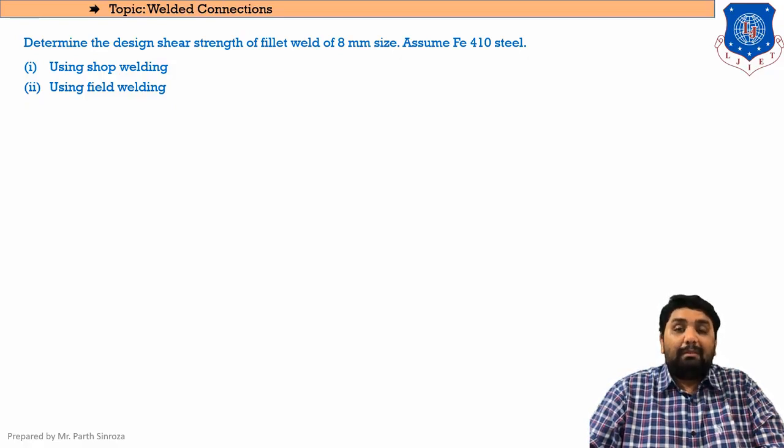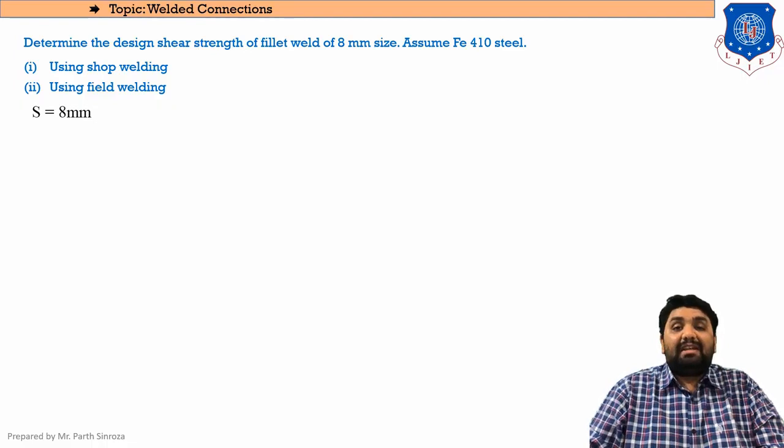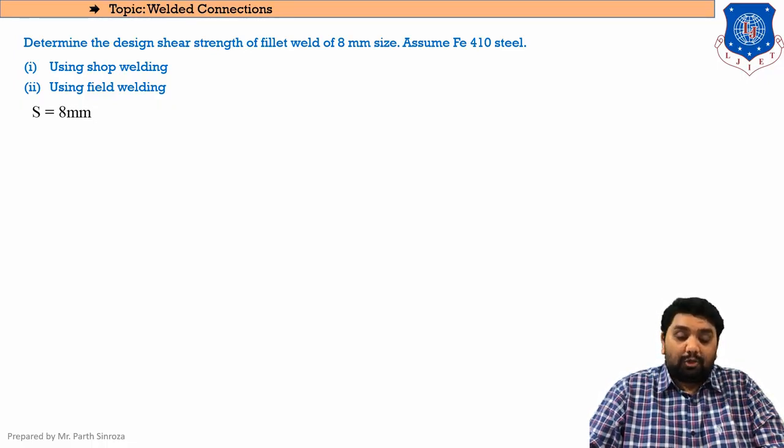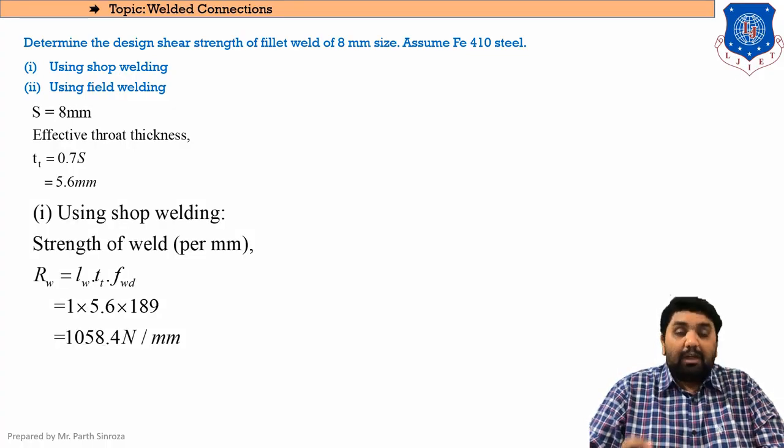So in this case the basic difference between a shop weld and field weld is very minor. So looking forward to the sum. The S, that is size of weld, is given in question as 8 mm. You can see here that 8 mm size, that means size of weld is given as 8 mm. We can identify the throat thickness. Clear? So throat thickness in this case will be 0.7 into S, that will be 5.6 mm. Now first thing will be to apply shop welding.